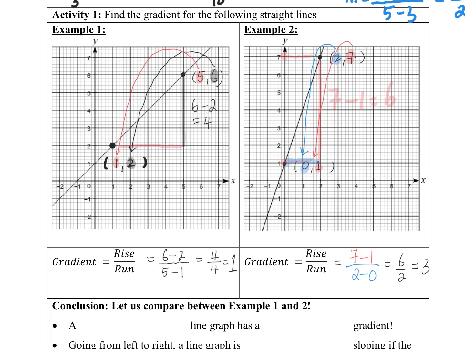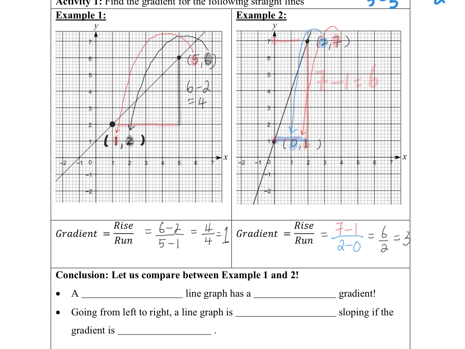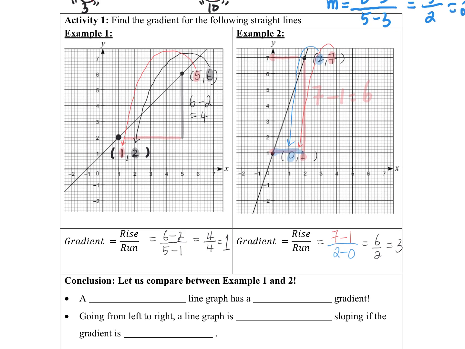The second one, because the value of the gradient is bigger, so it's steeper. So the bigger the gradient, the steeper it is. Yes. So if you look at this, an upward sloping line has a positive gradient. Meaning when we read, we always read from the left to the right.